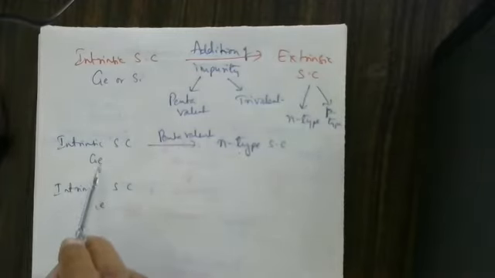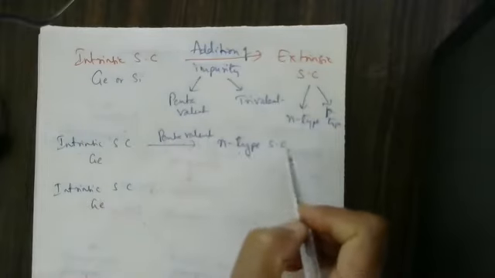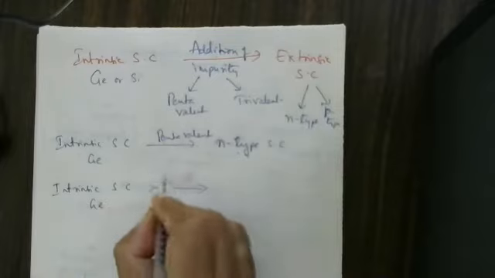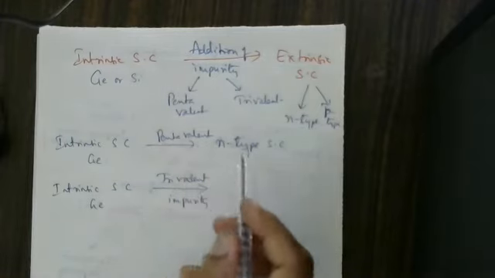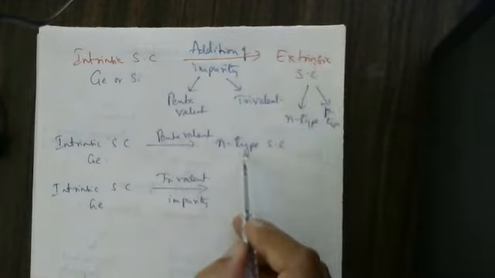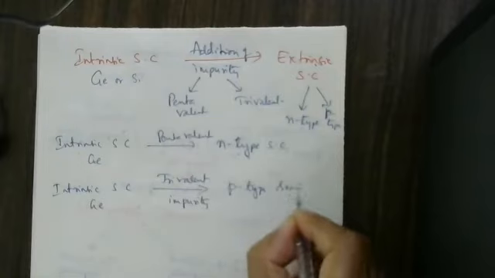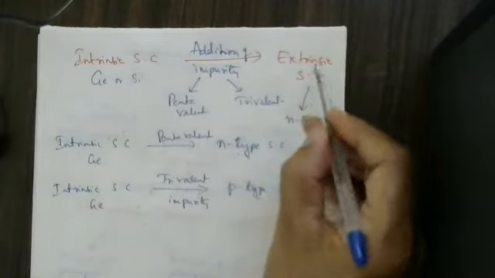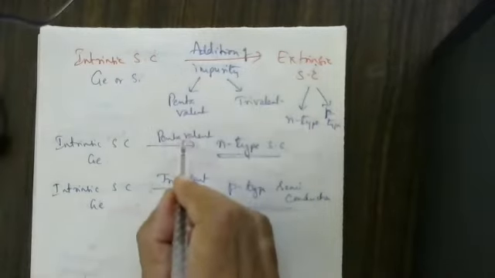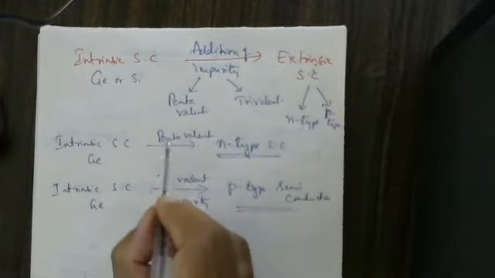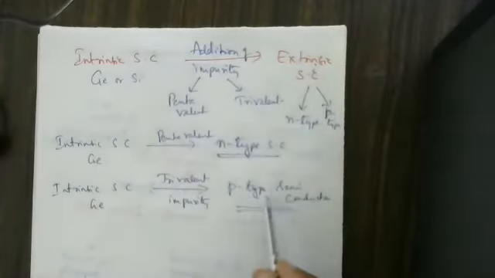Intrinsic semiconductor, germanium. If you are adding a pentavalent impurity, then the resulting extrinsic semiconductor is called the N-type semiconductor. Two varieties of impurities are there. If you are adding a pentavalent impurity, the resultant extrinsic semiconductor is called the N-type. If you are adding a trivalent impurity, then it is called the P-type semiconductor. So extrinsic semiconductor can be divided into two categories, N-type and P-type, depending upon which impurity you have added.